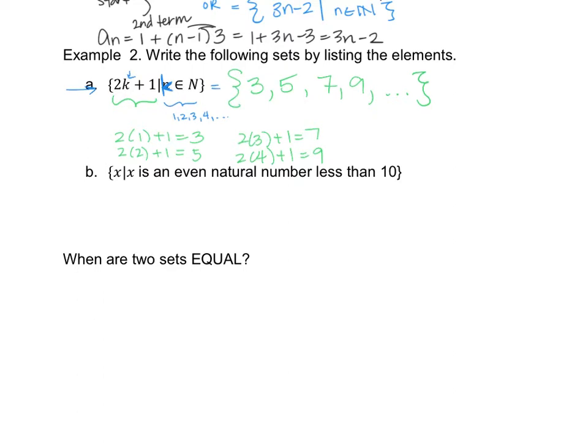Now we have x, such that x is an even natural number. So it's even, we know what that means. Natural numbers, we know. And it has to be less than 10, though. So less than 10 means not equal to 10, but strictly less than 10. So this list is going to start with 2, that's the first even natural number. 4, 6, 8, and we don't want to include 10 because it said less than, not less than or equal to, but less than. And there's our set. We just made our list.